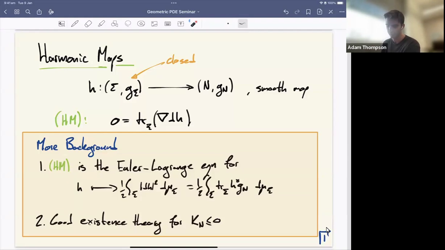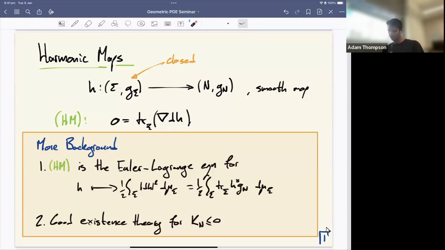A second useful bit of information is that the existence theory is the best when the sectional curvature on my target space is non-positive. The classic method to prove existence is a heat flow method, and this works the best when we have this non-positive sectional curvature. Okay, so this is the harmonic map equation.